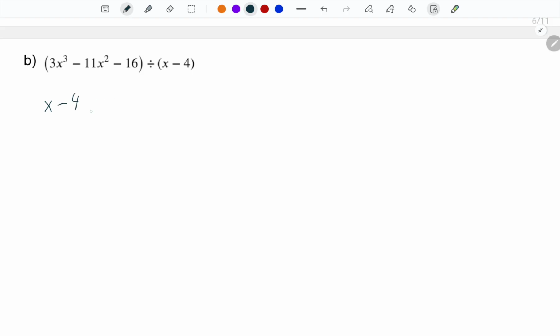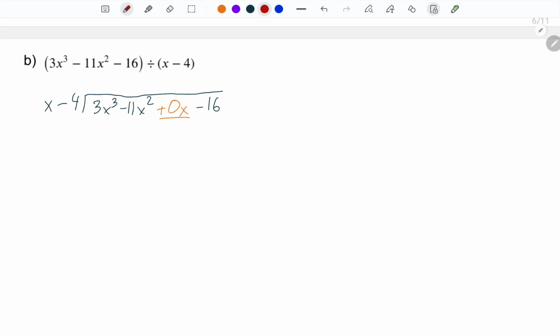So x minus 4 divided into 3x cubed minus 11x squared minus 16. What you'll notice is we don't have an x term here. So if you're ever missing a term like a power of x in your sequence of x's, what actually is very helpful is to still include it. So I'll do this in a different color, 0x. Because it just helps you to keep your algorithm structured. Because sometimes if you don't have it there, you end up missing some parts of your algorithm work.